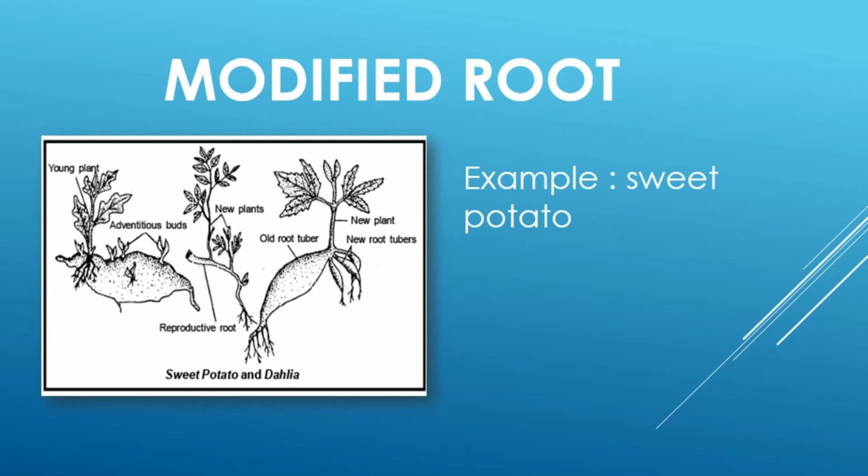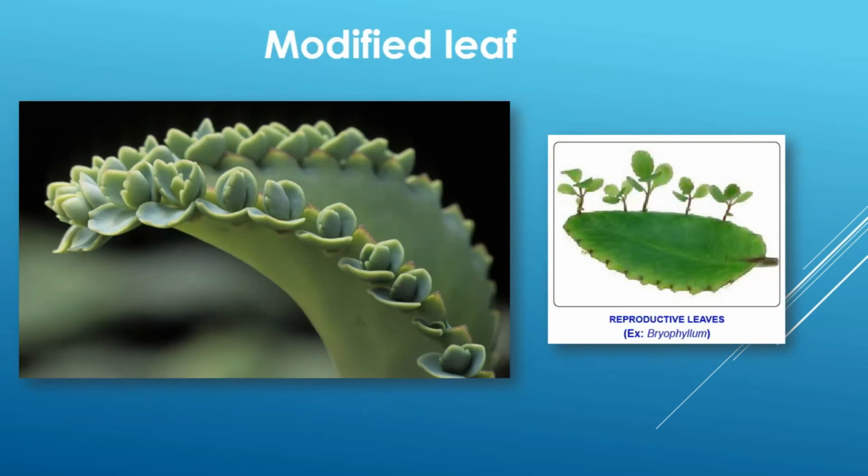Okay, now here we are having example of modified root, that is sweet potato. In the diagram you can very clearly see a new plant develops from the mother plant. They are having adventitious buds. Okay, so adventitious buds give rise to a young plant, and the baby plant is clearly seen in the second figure. Okay, the last figure is the example of dahlia. In that also the mother plant is having a new outgrowth of the baby plant. Now in case of the modified leaf, we are having example of bryophyllum. You can very clearly see that the margins of the leaf have developing buds, and these buds give rise to a new plant, as you can see in figure 2.